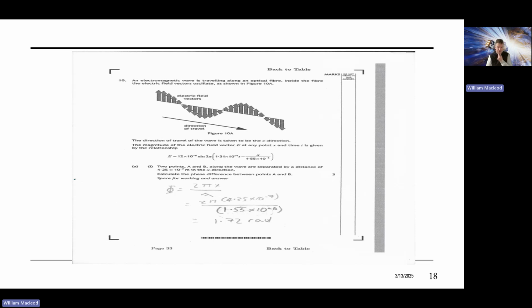So we've got the distance x, and the wavelength can be ascertained by looking at your wave equation at the top there. So we plug it into our phase difference equation, and we end up with a phase difference of 1.72 radians.